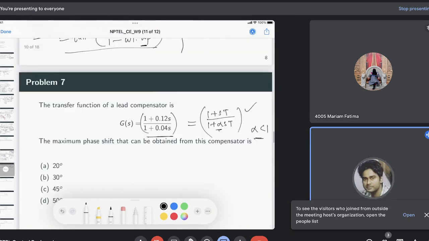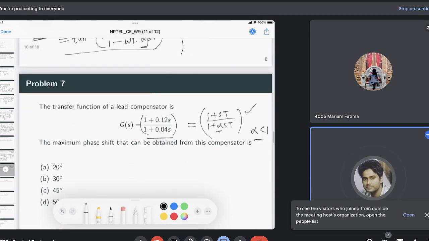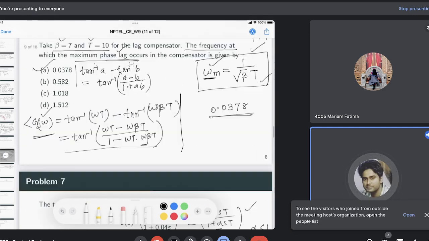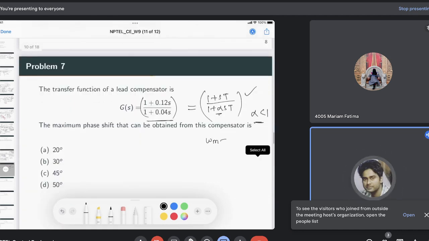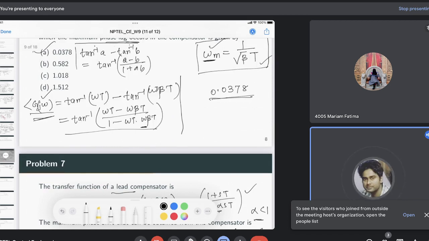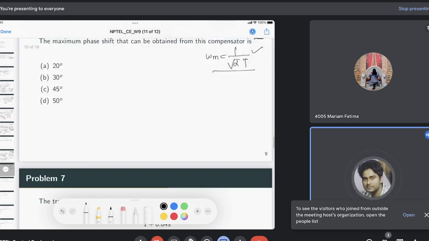So this formula will work for the frequency at which the maximum angle contribution occurs. Instead of beta we put alpha, so it is 1 by square root of alpha T. This is the frequency at which the maximum phase shift by this lead compensator occurs, and it will be a positive angle contribution. Once we have this, we can easily substitute it in the angle formula and find the angle of this compensator at this frequency, because this is where the maximum phase angle occurs.